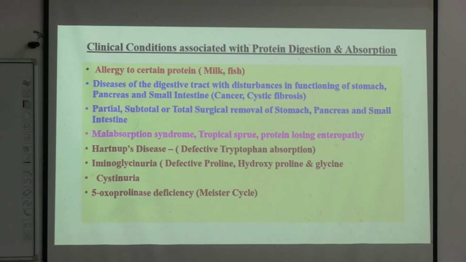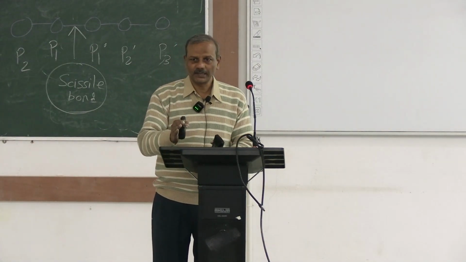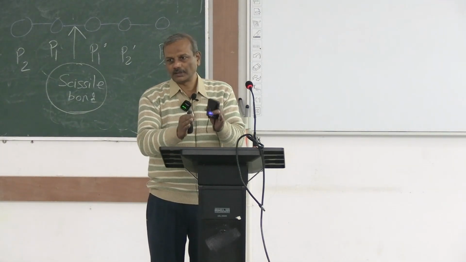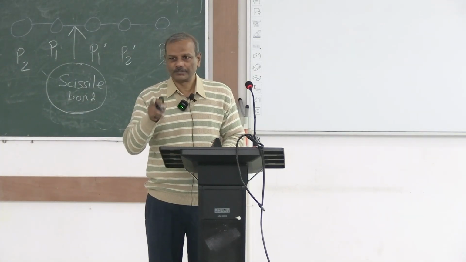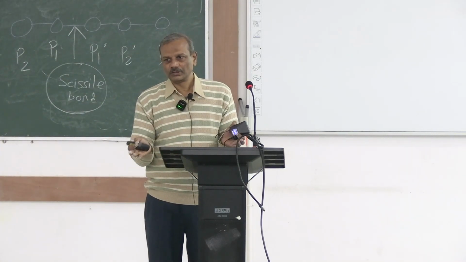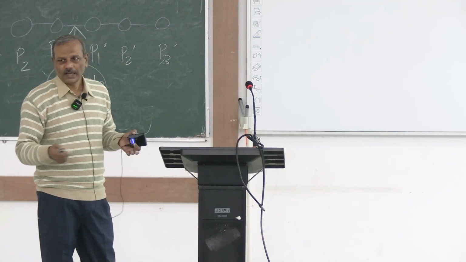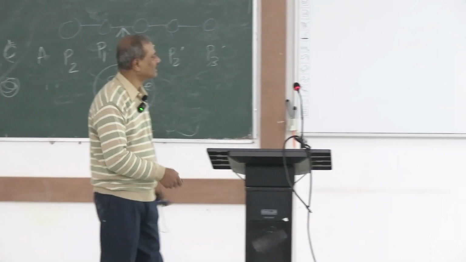Like cancer, like cystic fibrosis, or if the organ is removed due to any disease. Suppose there is a cancer in the stomach or the small intestine, with partial, subtotal or total removal of that particular organ from the body, it will definitely impair digestion and absorption, because that part is absent. So, there will be a serious impairment, malabsorption syndrome. The digested food cannot be absorbed because of diseases of the intestinal tract.